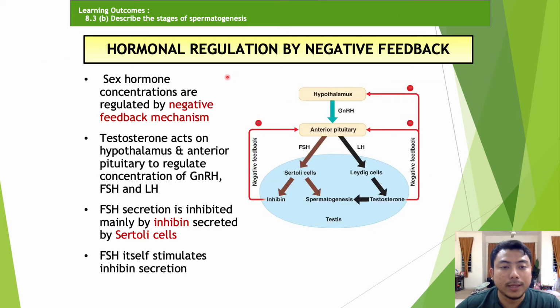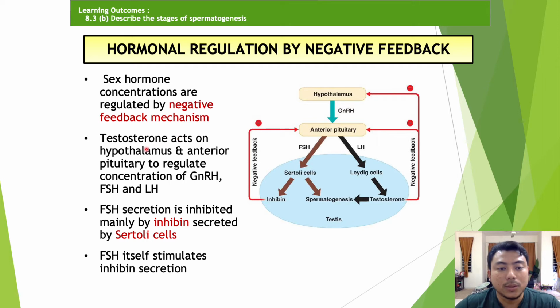So now we look at the regulation of this hormone by negative feedback. Okay, what does it mean? Hormonal regulation ni pengawalan hormon lah. Kenapa penghasilan hormon ni perlu dikawal? Penghasilan hormon ni perlu ada masanya berlaku, ada masanya diberhentikan. So tak boleh sentiasa on sahaja kan. That will create another problem. Okay, so let us have a look. Sex hormone concentrations are regulated by negative feedback mechanism.